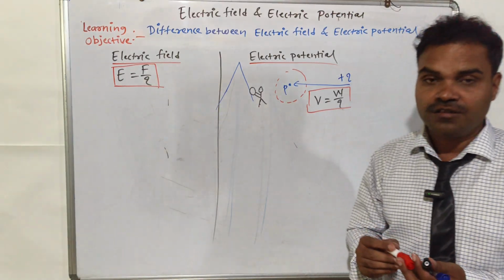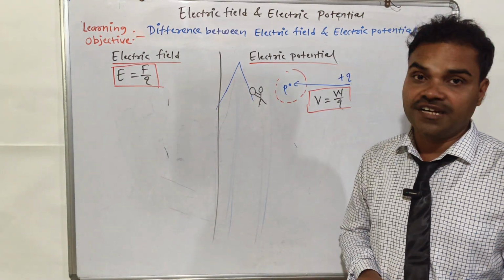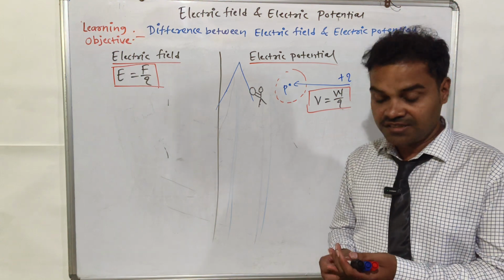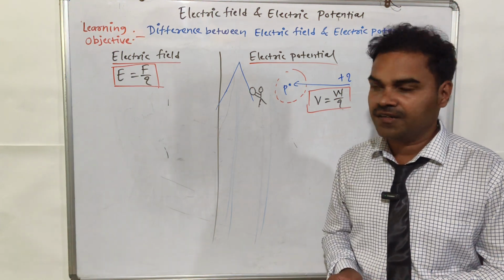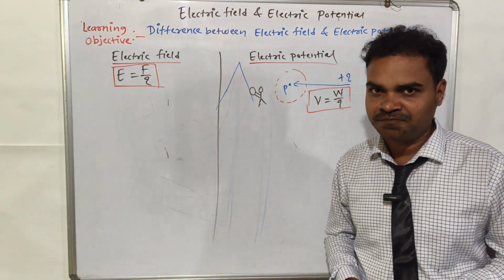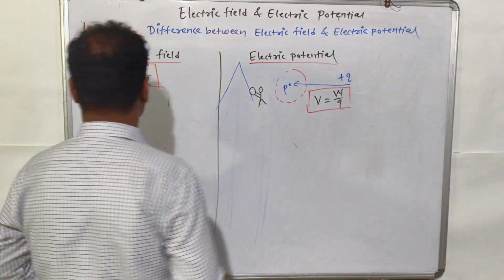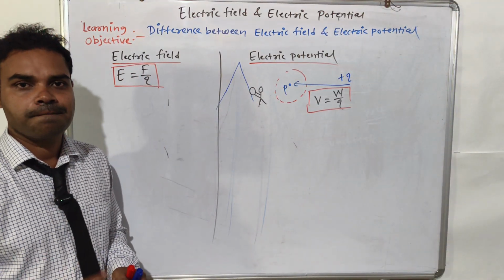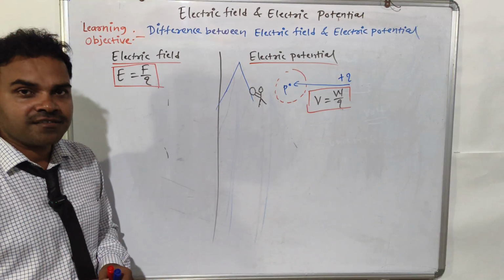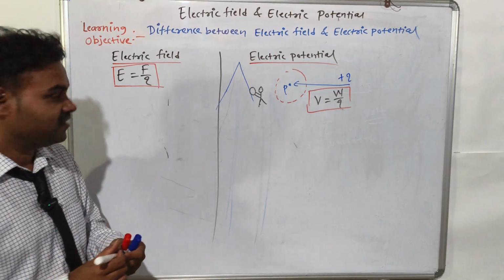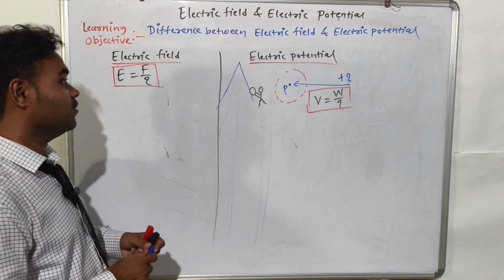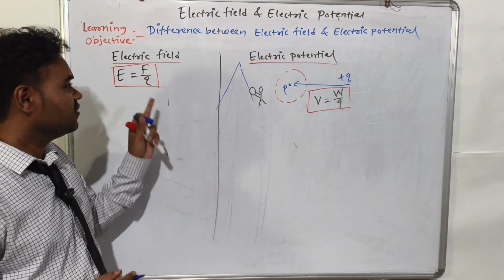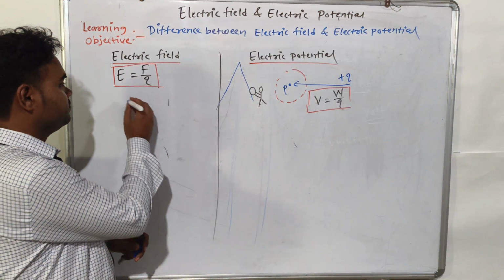So tell me, what is the unit of electric field? What is the unit of electric field? By using the formula you can tell. Correct. What is that? Newton per coulomb. It is Newton per coulomb. The SI unit of force is Newton. The SI unit of charge is coulomb.